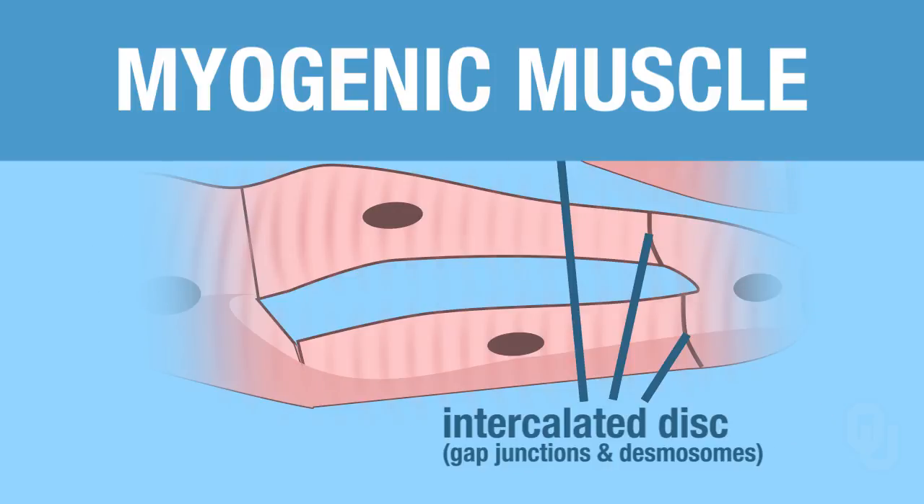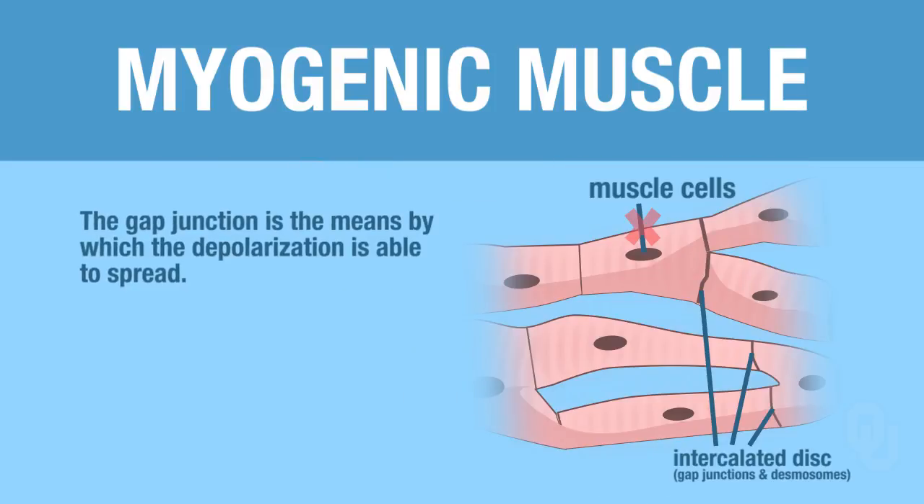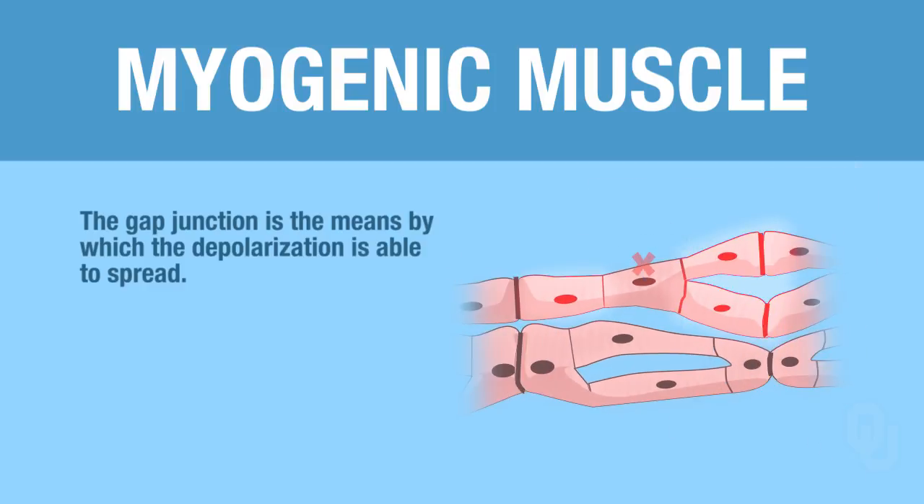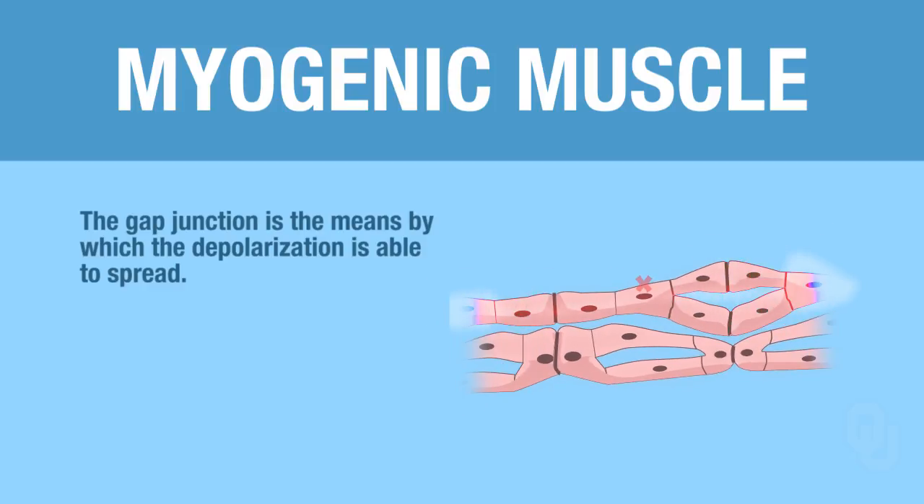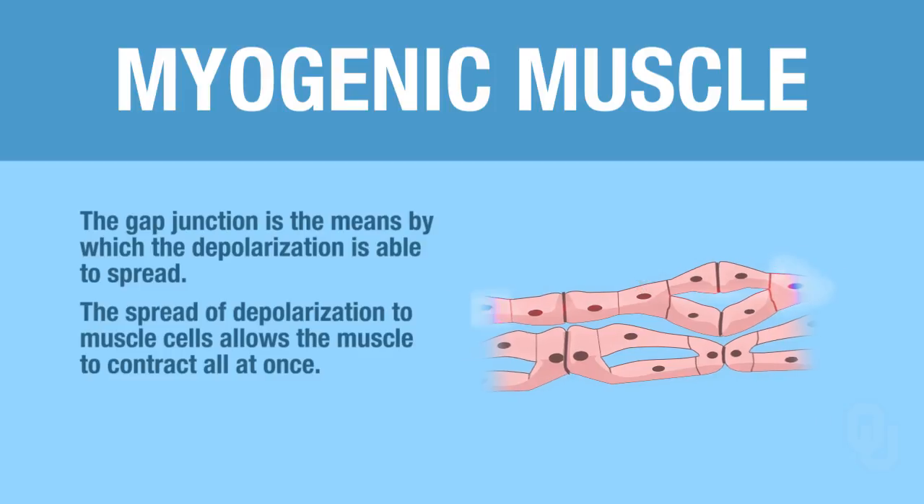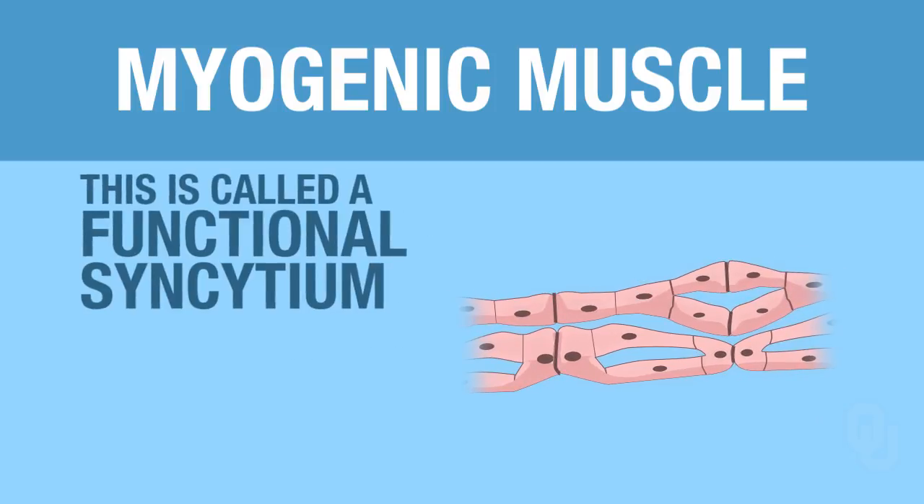So when you think about an intercalated disc, it contains both gap junctions and desmosomes, okay? But it is the gap junction that the depolarization is spreading through. So when the depolarization spreads from this muscle cell to this muscle cell, and then spreads to this muscle cell and to another, this allows the muscles to contract all at once. This is called a functional syncytium.